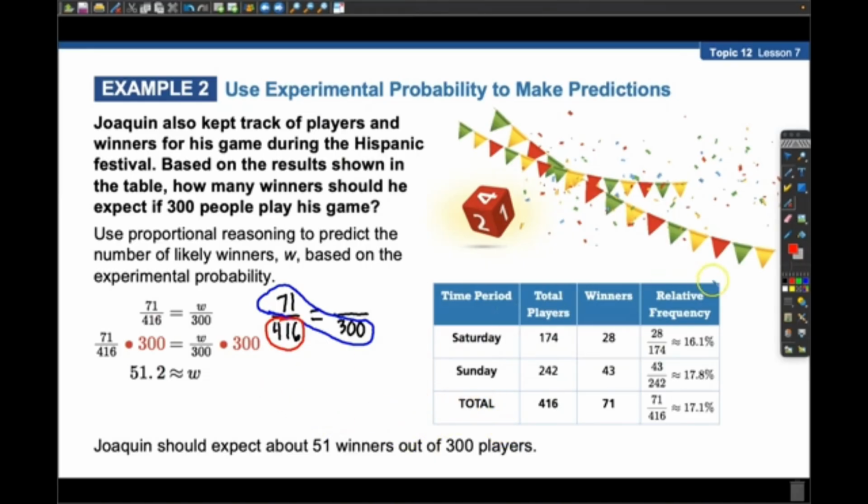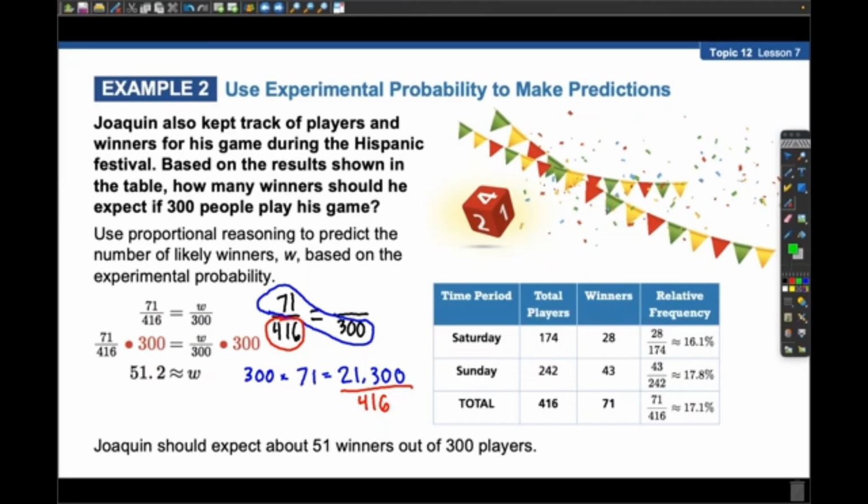All right. So everybody should know the bat multiplies. So we get 300 times 71, and that equals 21,300. Then we take the ball and divide that 21,300 by the ball, 416. And that will give me our answer.